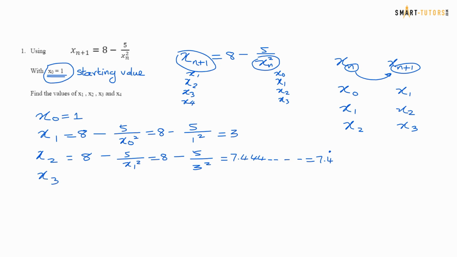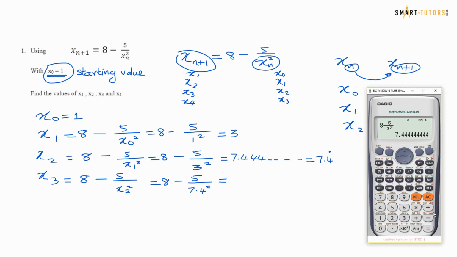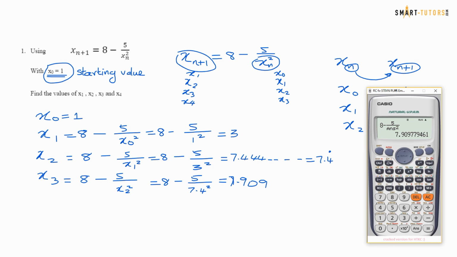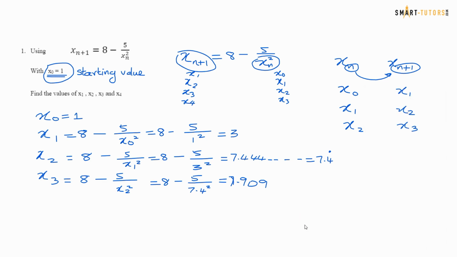x3 is 8 minus 5 over x2 squared, which is 8 minus 5 over 7.4 recurring squared. The beauty is that the answer you get is stored in the calculator's memory. So you press Ans and you get the answer there. How do you use this? 8 minus fraction 5 over Ans squared, equals 7.909 and so on. Let me call the calculator again: 7.909779461. Leave it like that.